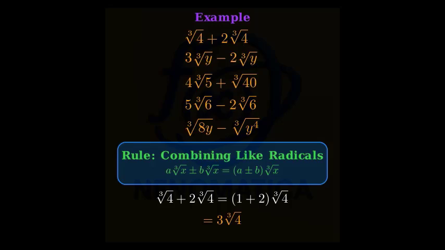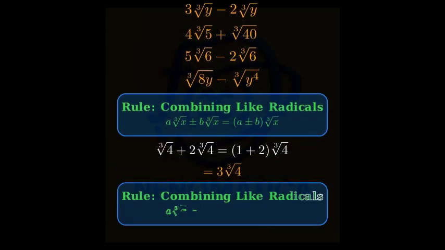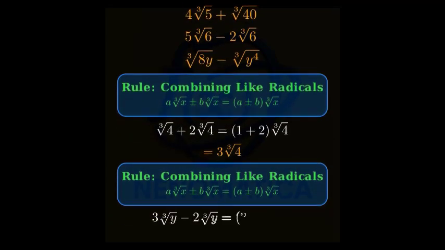Rule box: combining like radicals. Step 2. Simplify 3 cube root of y minus 2 cube root of y. That equals 1 cube root of y, or just cube root of y.